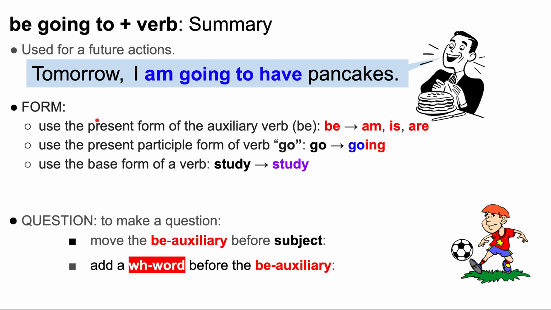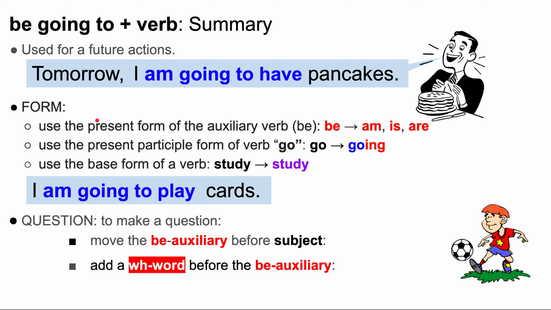The form. So here's my sample sentence. I'm going to play cards. We use the present form of the auxiliary verb be. So am, is, are. Here the be auxiliary is am. We use the present participle form of the verb go, so going. And we use the base form of the verb. So study, play, play cards.